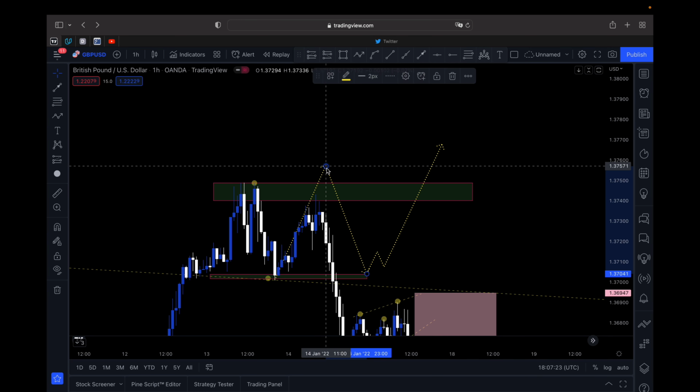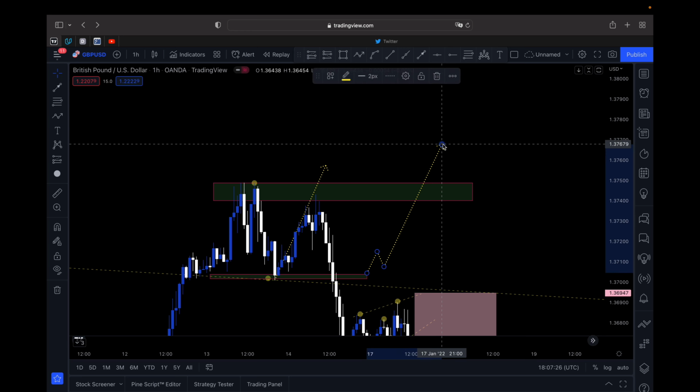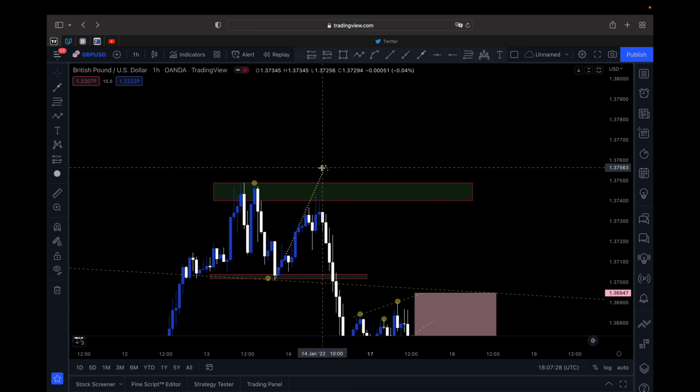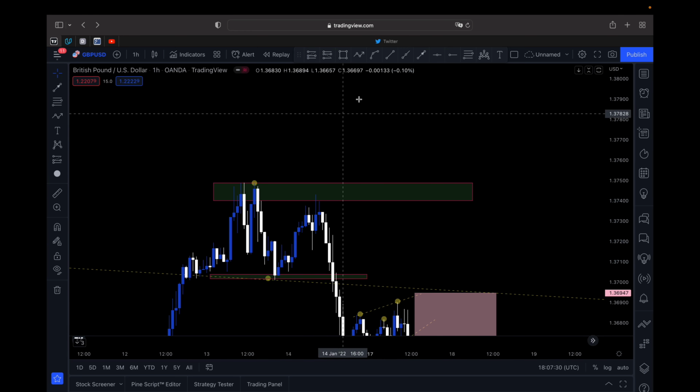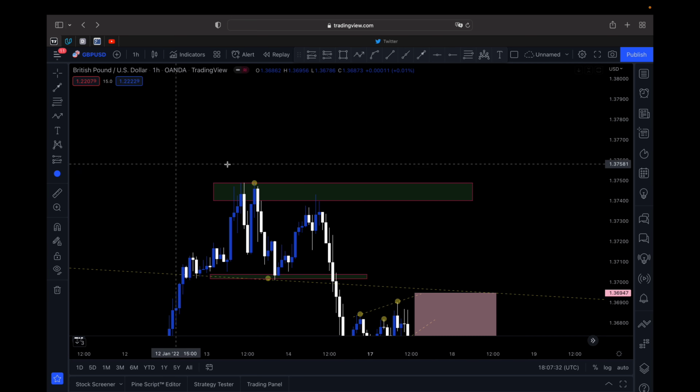So to confirm it's a fake out, you see what price did: it created the high, then created the lower high.